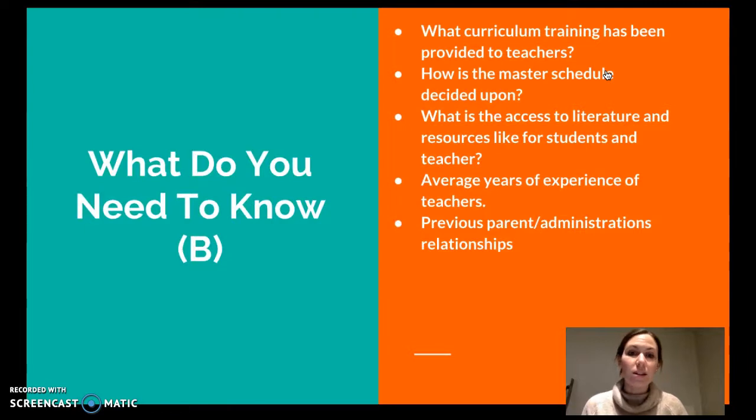So what else I would need to know, and these are just a few of the things, I would first like to know what curriculum training has been provided to the teachers, also maybe even what curriculum they're using for their reading instruction. I would like to know how the master schedule is decided upon, since it was made clear and known that the reading instruction is only taking place for an hour or less in the day, so I was curious as to how that decision was made.